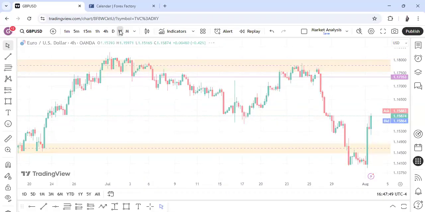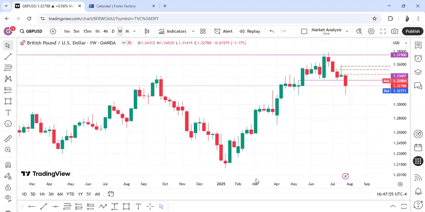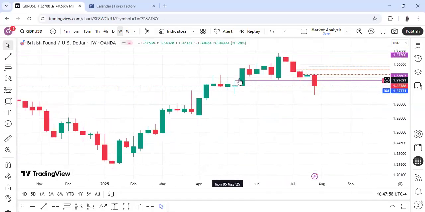GBP USD weekly time frame. So we had this FVG here. Price respected it. Last week we had a sweep below the lows and then traded through the rejection block as well into the inversion FVG here. Now what I want to see is it continuously go lower.